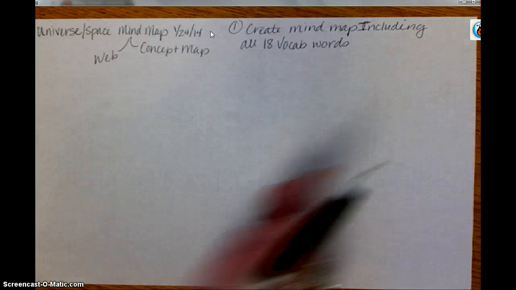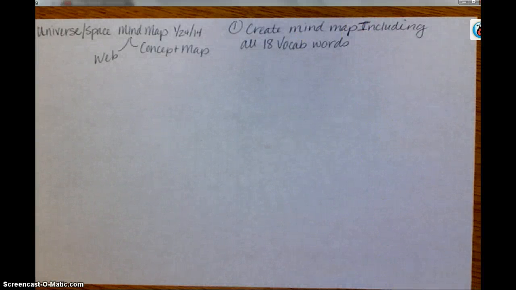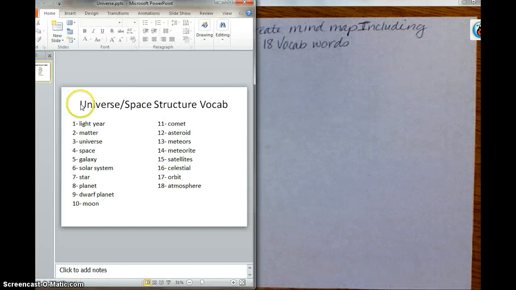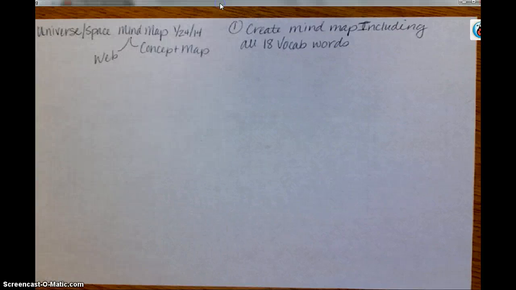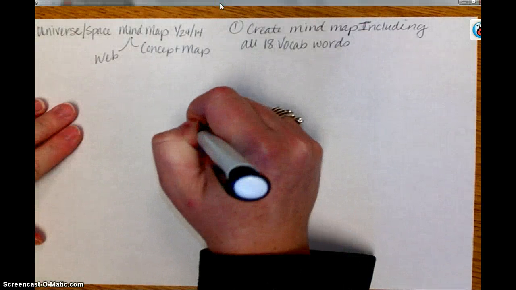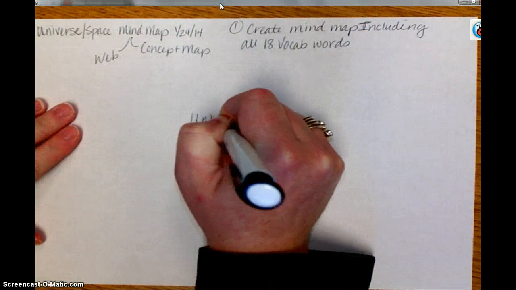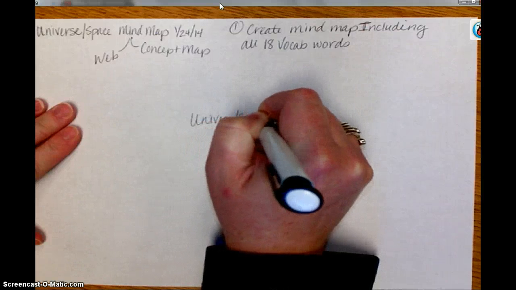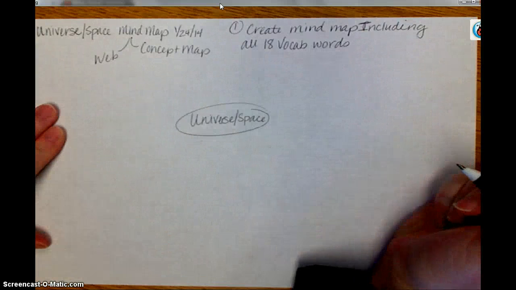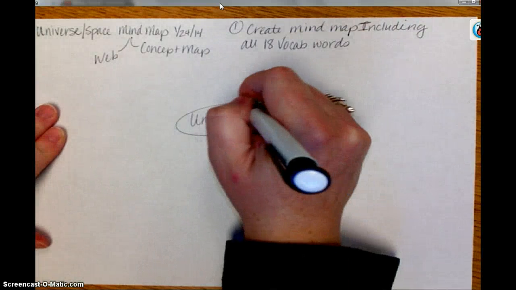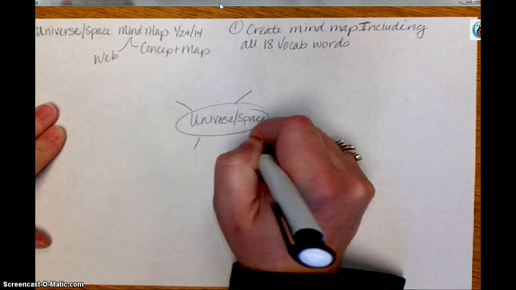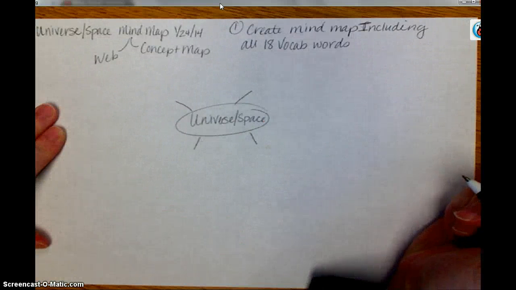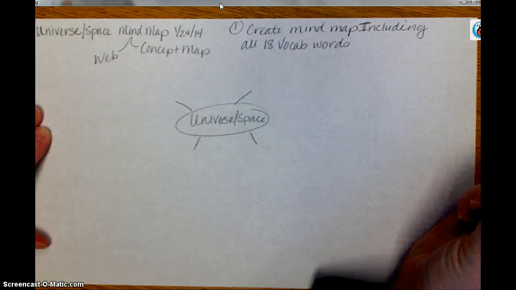Well, if you look back here on my PowerPoint, what's my topic? Oh, my topic is universe and space structure. Okay? I'm going to shorten that down, and I'm just going to put in the middle universe and space. This is my big topic. Okay, now coming off of this, I can have different things. And it's all in how you perceive it.